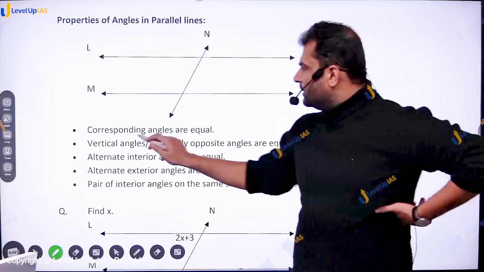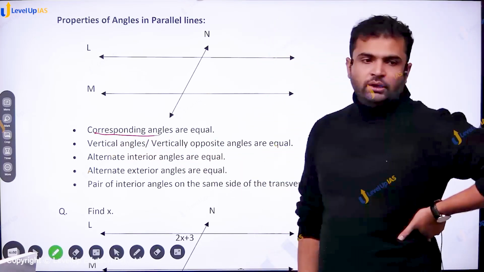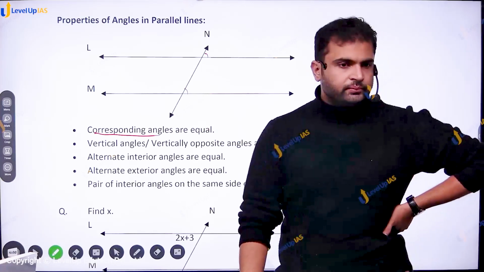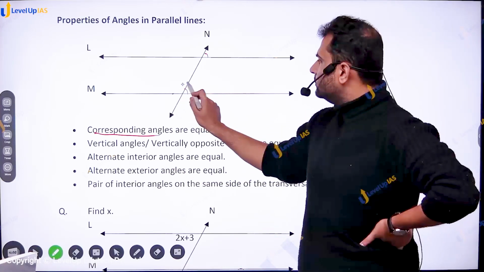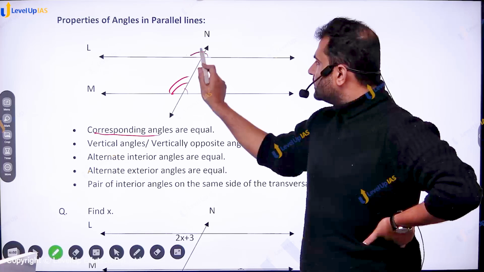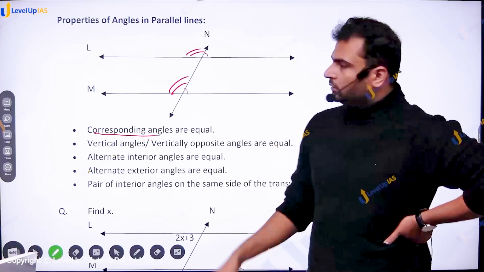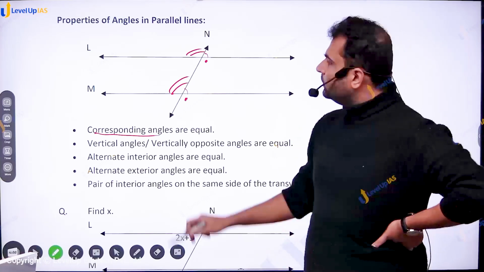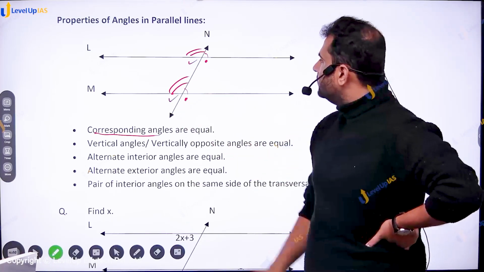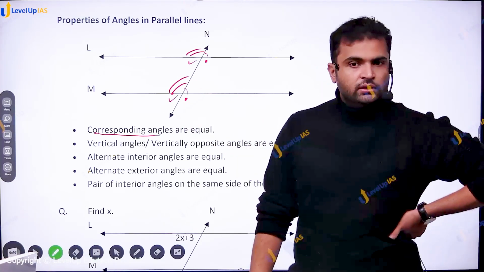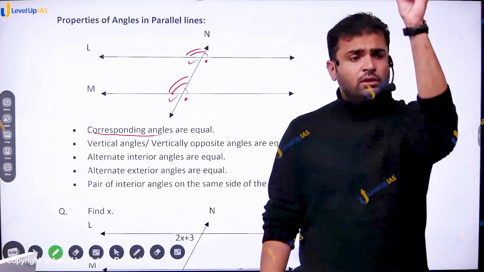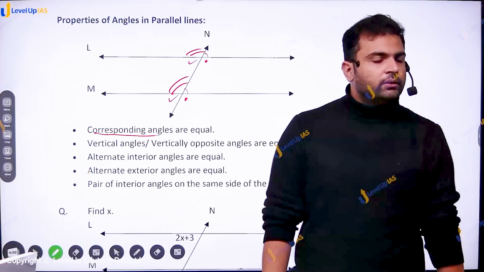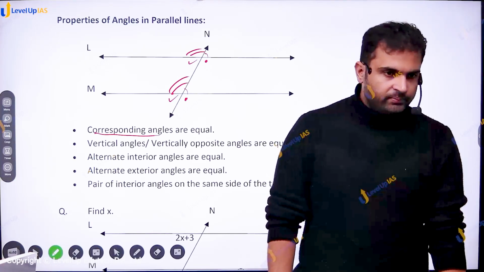First is corresponding angles are equal. What are corresponding angles? This angle and this angle, or this angle and this angle, or this angle, this angle, or this angle and this angle. They are equal. Corresponding angle, जो ऊपर वाले को नीचे correspond करता है, both angles are equal. Corresponding angles are equal. ठीक है?